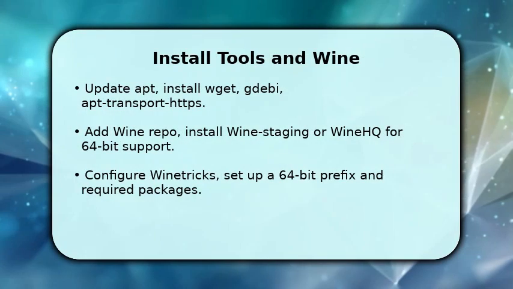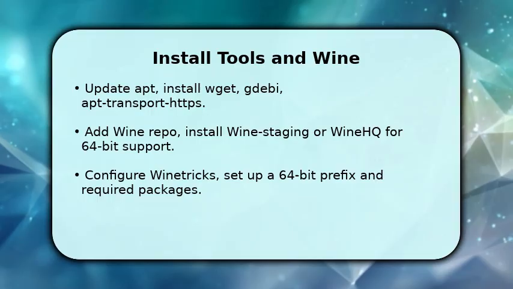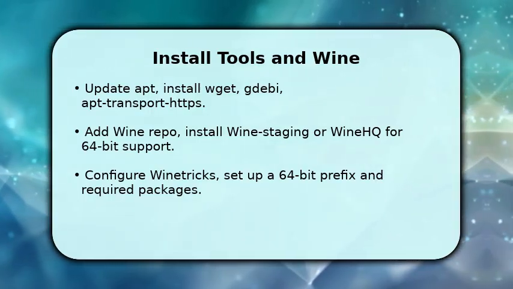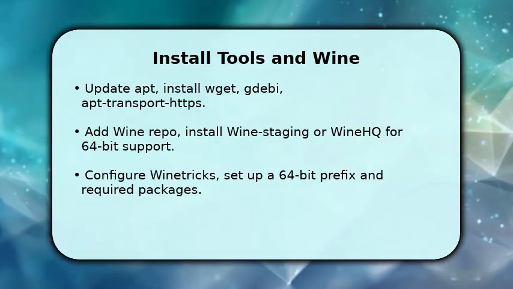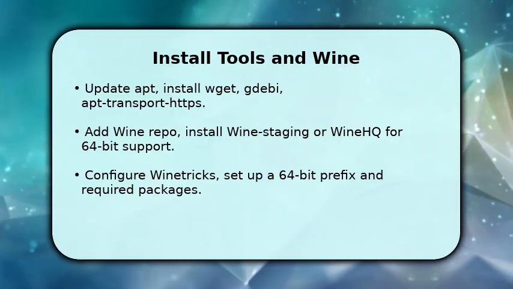Now you install the translation layer. Use the terminal to update apt, then add required tools like wget and gdebi. These let you fetch and install packages. Once done, add the Wine repository and install Wine Staging or Wine HQ so Windows installers can run.